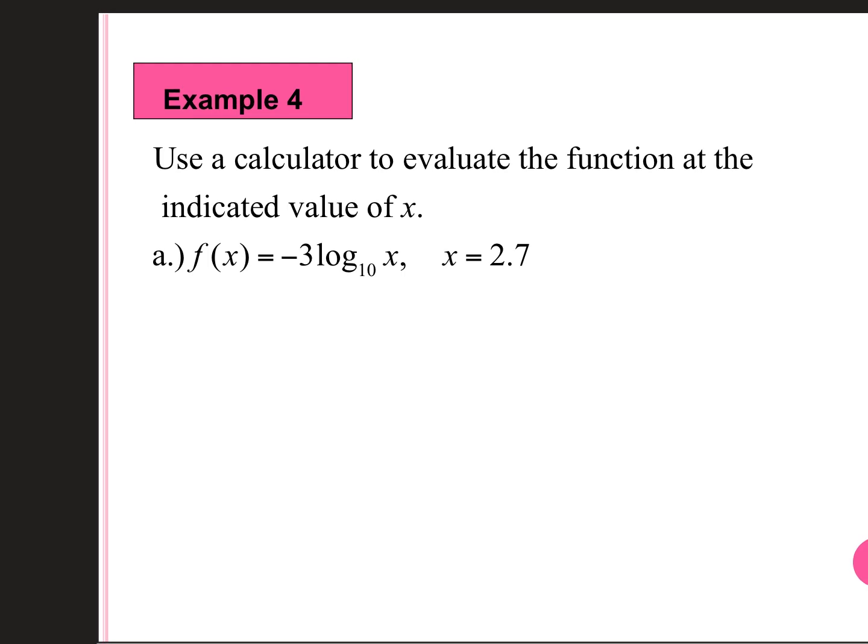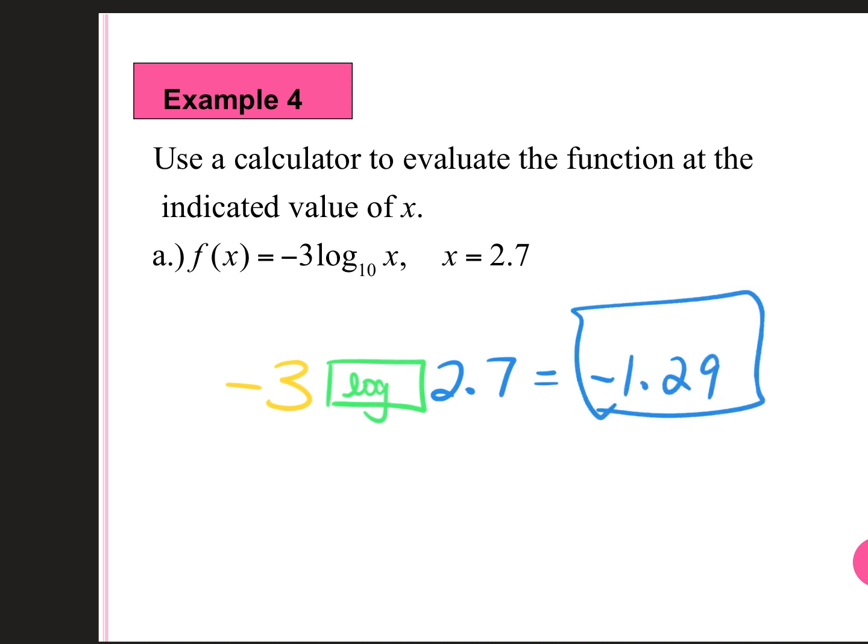To evaluate in your calculator, if you're going to plug this in, it's -3. Then you hit the word log, and then you're going to put in 2.7. And tell me what that equals. Hit -3, then hit the word log, and then put in 2.7. You got -1.29. Okay, fine. Now, what do you notice about the log right here? What's the number? 10. Your calculators are programmed for log base 10.